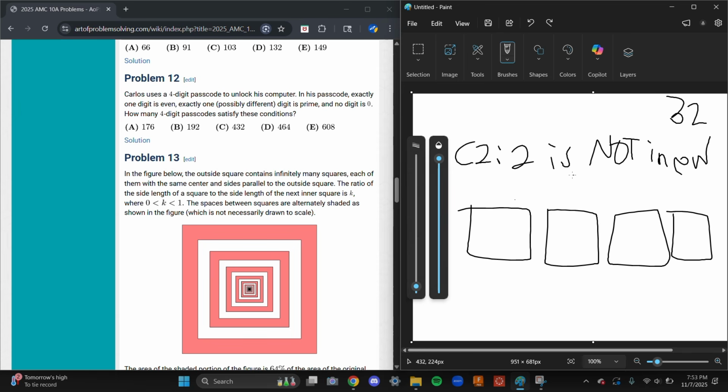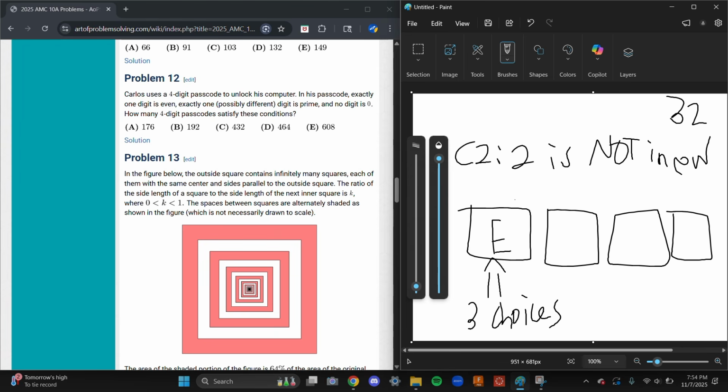So let's say 2 is not in our password now. Then I need to have exactly one even digit that is not a prime. So let's just say I put the even digit here, right? So what can this be? And no digit is 0, right? So it can't be 0, can't be 2. So our options are 4, 6, or 8. So that gives us 3 possible options. So 3 choices for this even number here, right?